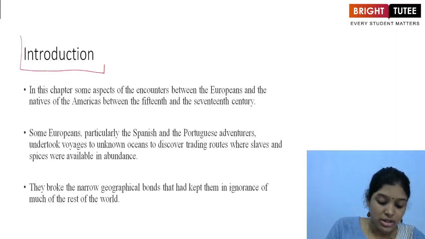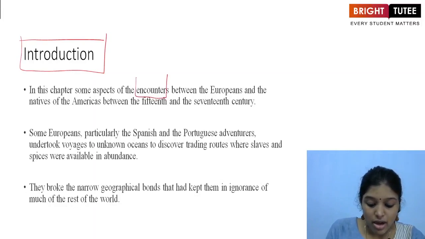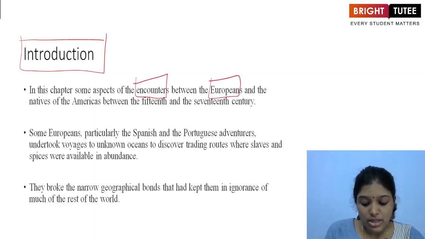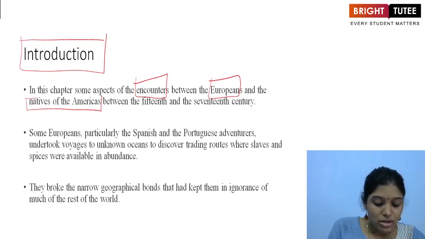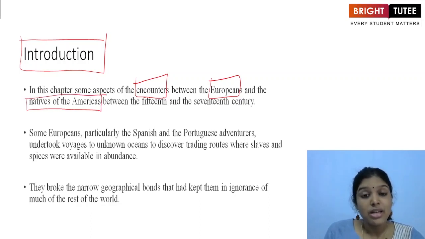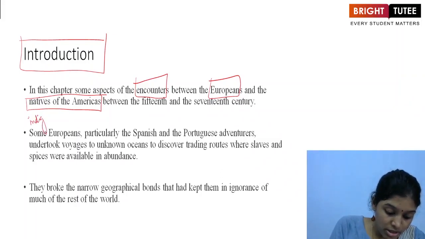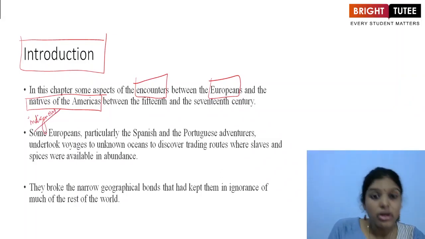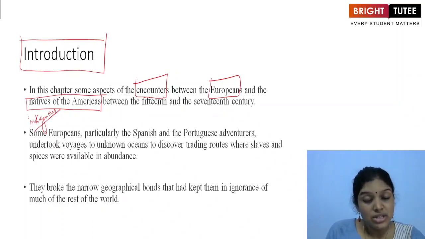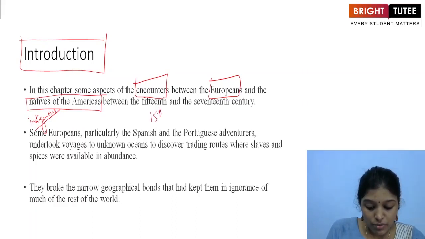So as introduction, we have already seen that the encounter is between Europeans and the natives of Americas. So now when the Europeans reach America in the 15th century, they come into contact or they see the people who are natives or indigenous people of America. That is the locals who have belonged to this place for a long time. That is what natives or indigenous refers to.